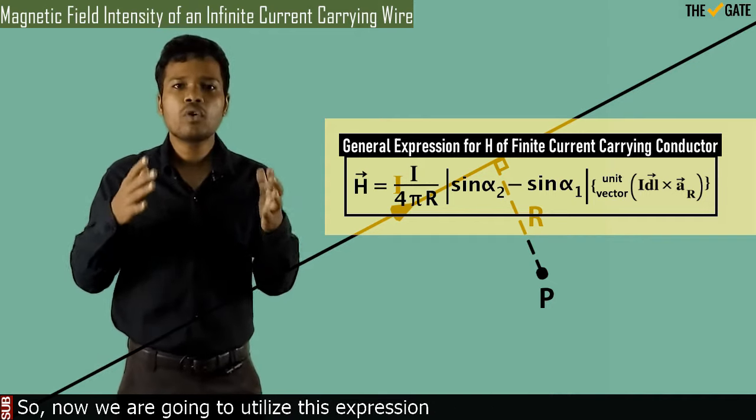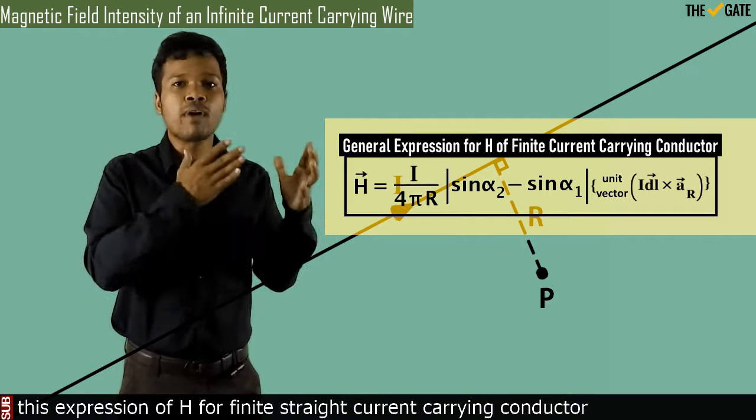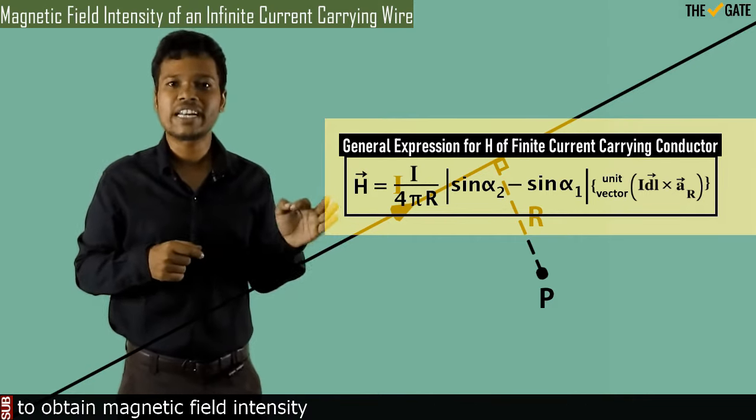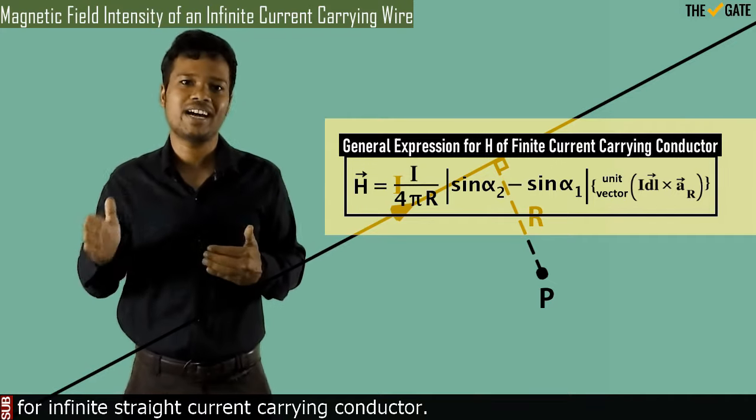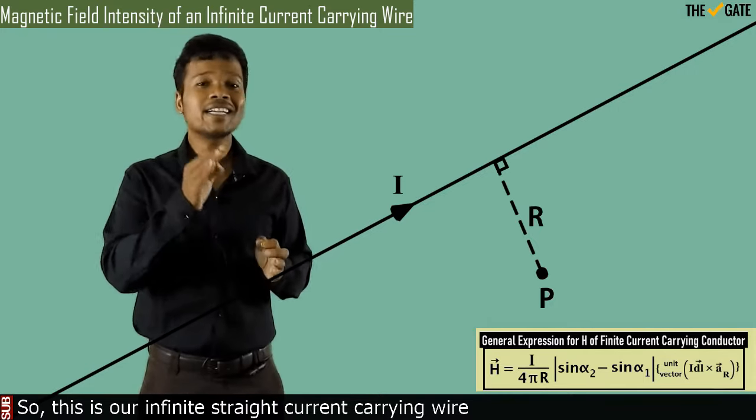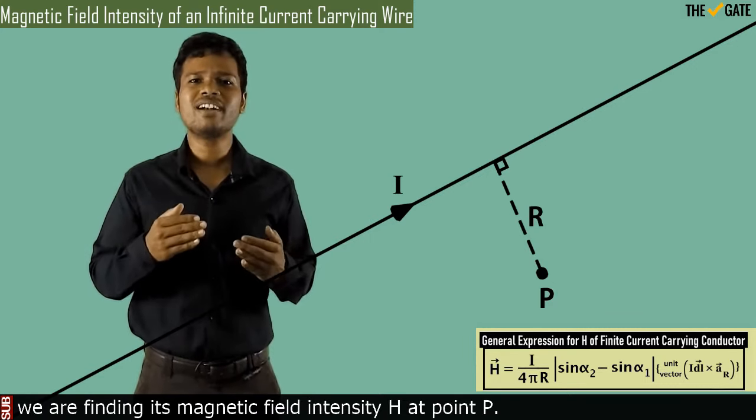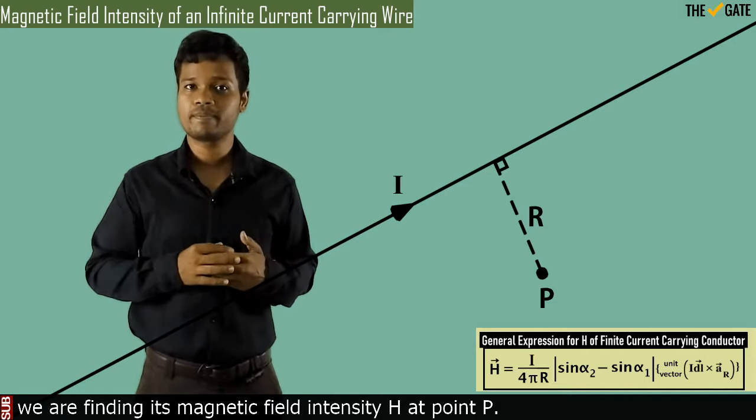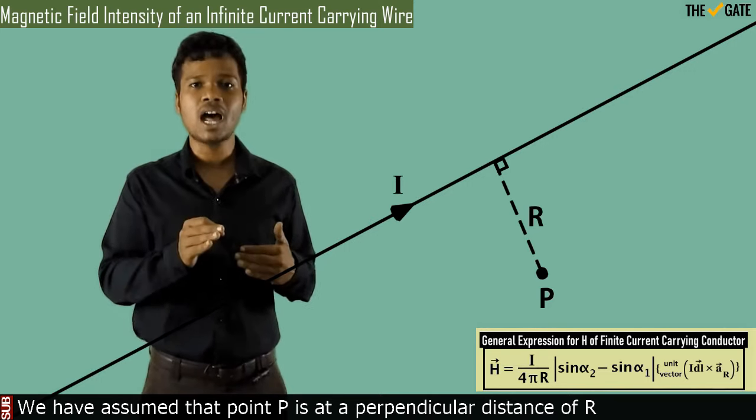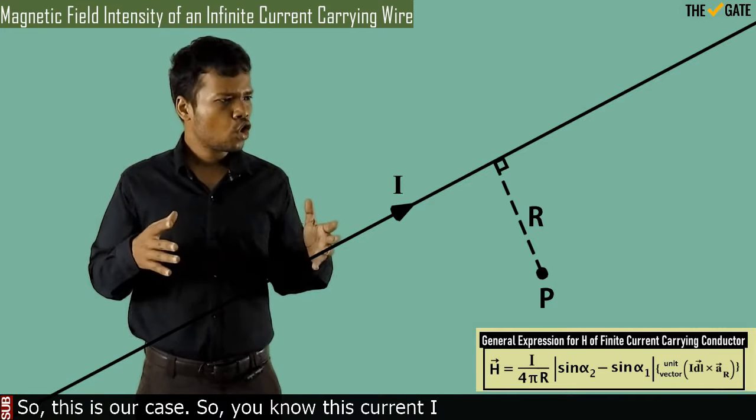So now we are going to utilize this expression of H for finite straight current carrying conductor to obtain the magnetic field intensity for infinite straight current carrying conductor. So this is our infinite straight current carrying wire, and we are finding its magnetic field intensity H at point P. We have assumed that point P is at a perpendicular distance of capital R from this wire or from this line containing the wire. So this is our case.